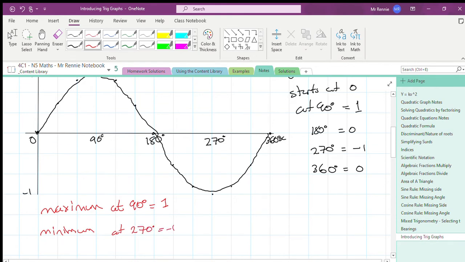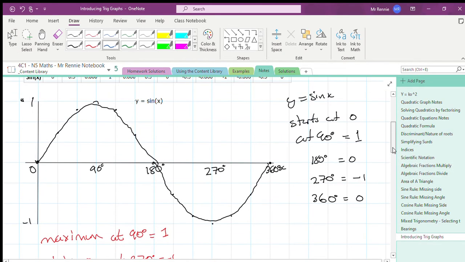Now, a key phrase we're going to use is the period of a curve. What you'll notice is that if I continued this curve after 360, it would repeat itself. It goes up, down, all the way down to negative 1, back up to 360, and then it would do the same again, repeating itself endlessly.